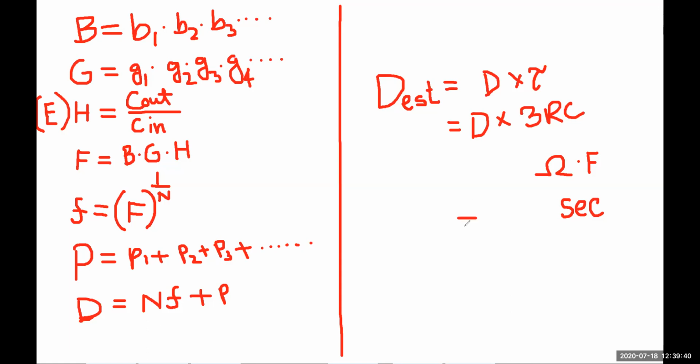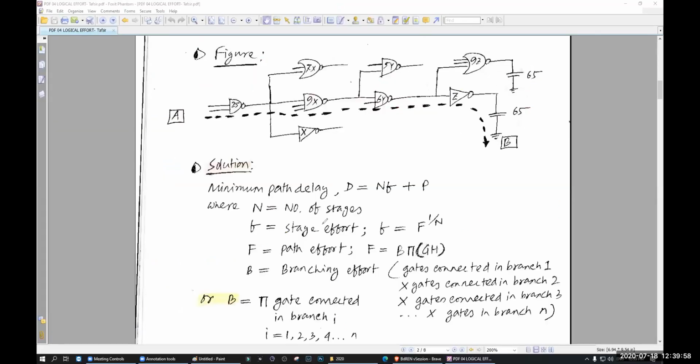So what is the unit of D estimated? Second. Okay? So this is the formula we will be following, and we will find the estimated delay. Let's go there. And before going there, what is G?